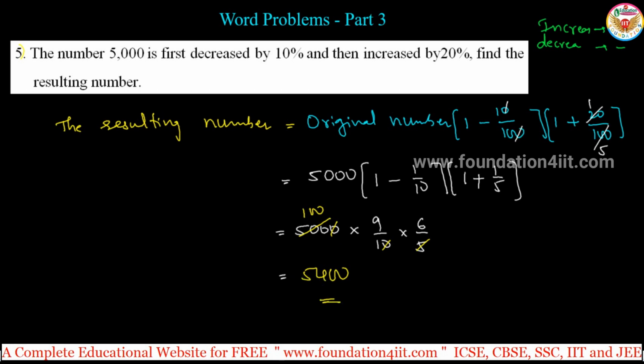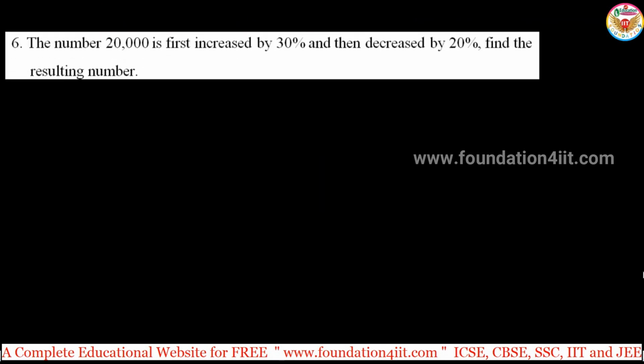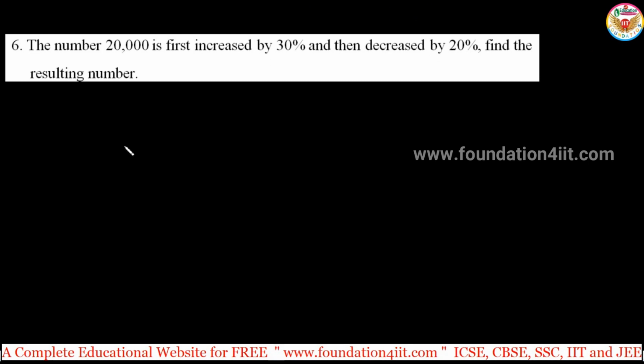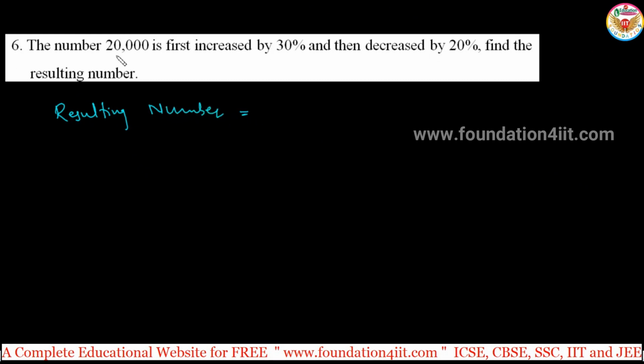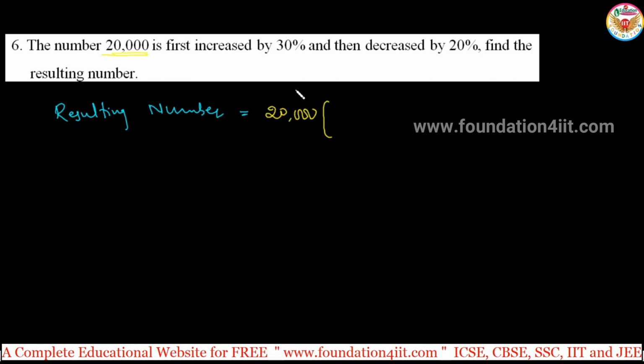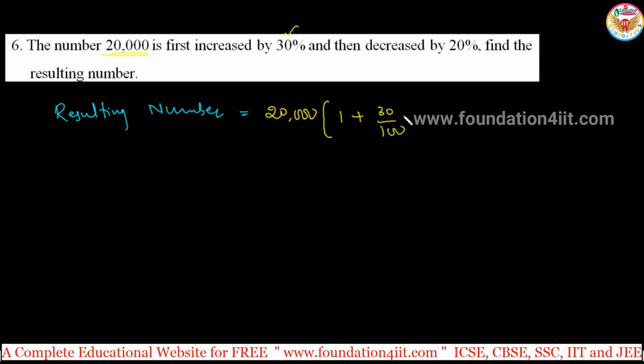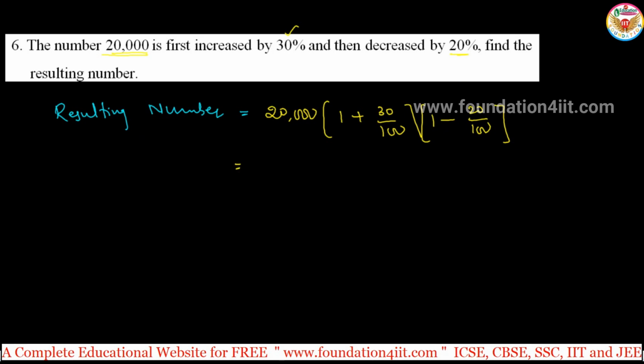Let us see one more of the same type. In this question, the number is increased and decreased, so the same method we apply. The resulting number you should always take with the original number. In this question, the original number is 20,000 into increased by 30%, so 1 plus 30 by 100, into next decreased by 20%, so 1 minus 20 by 100. We just simplify and you'll get the answer.